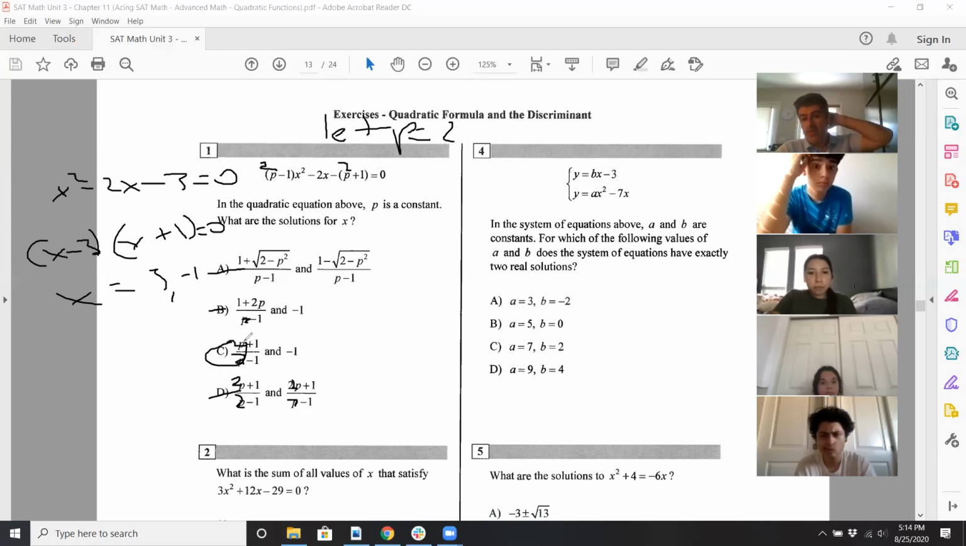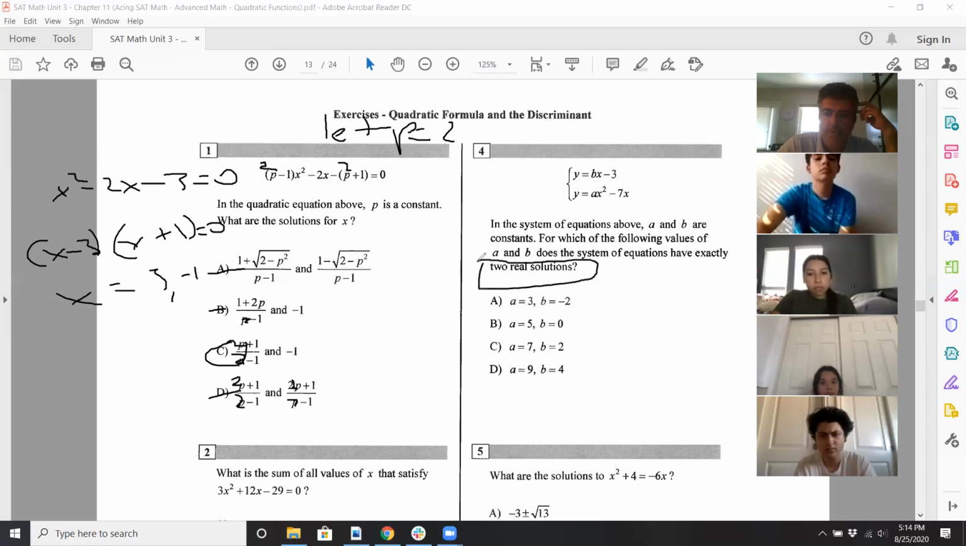So that just saves a lot of heartache by plugging in numbers for letters. So I strongly suggest you do that. For number 4, you want 2 real solutions. So what I would suggest that you do is set these equal to each other.